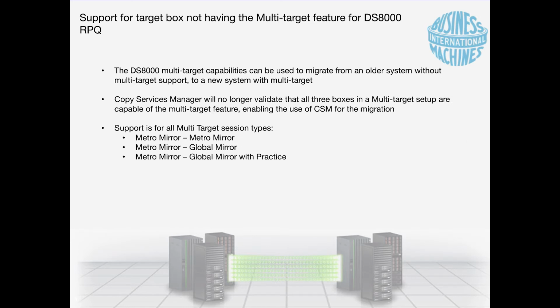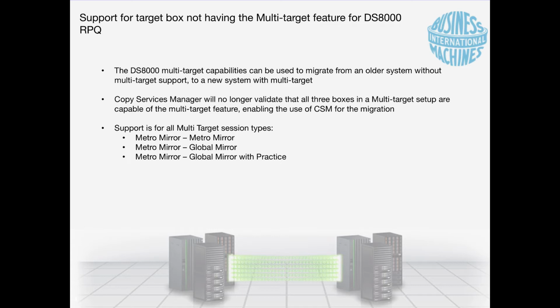Again, as I mentioned, we added support for the target box not having a multi-target feature code for the DS8000. Previously, any multi-target sessions within CSM would make sure that any boxes in any of the sites, so H1, H2, H3 site, had the multi-target feature code. And so what we've done is we lifted that restriction. This allows a customer to set up the multi-target sessions with a target box that does not have the multi-target feature code, so that you can migrate to a different box that does have it.